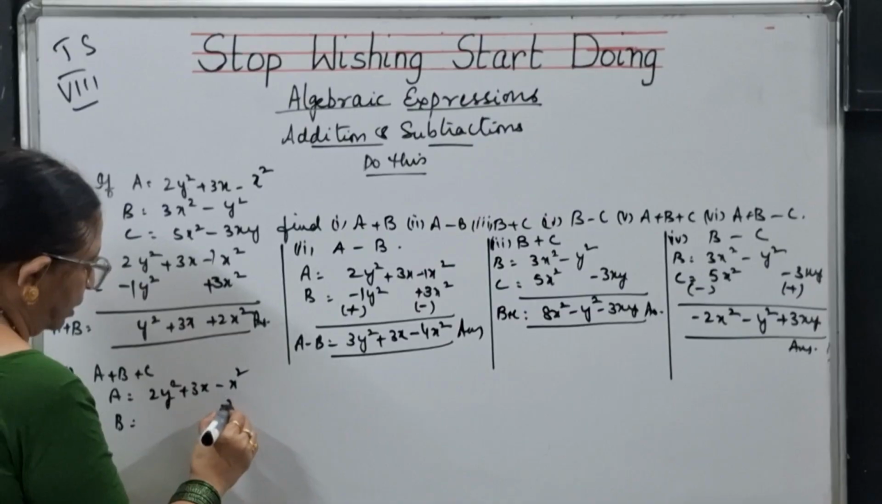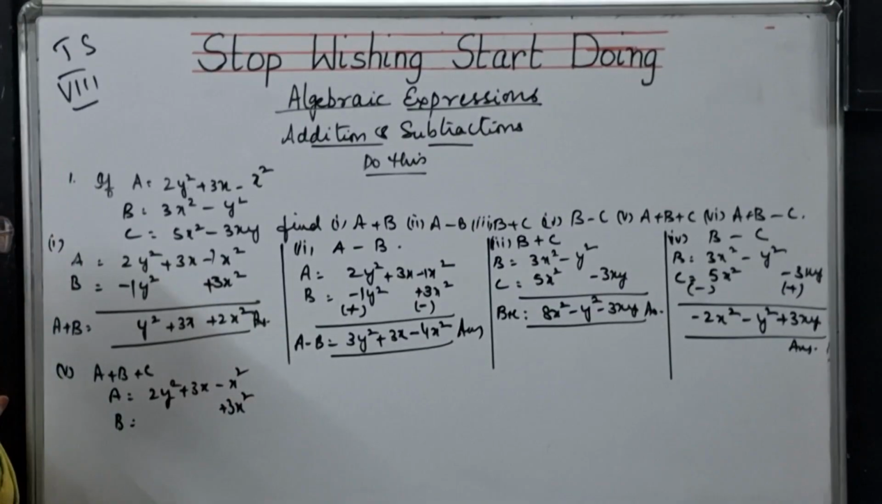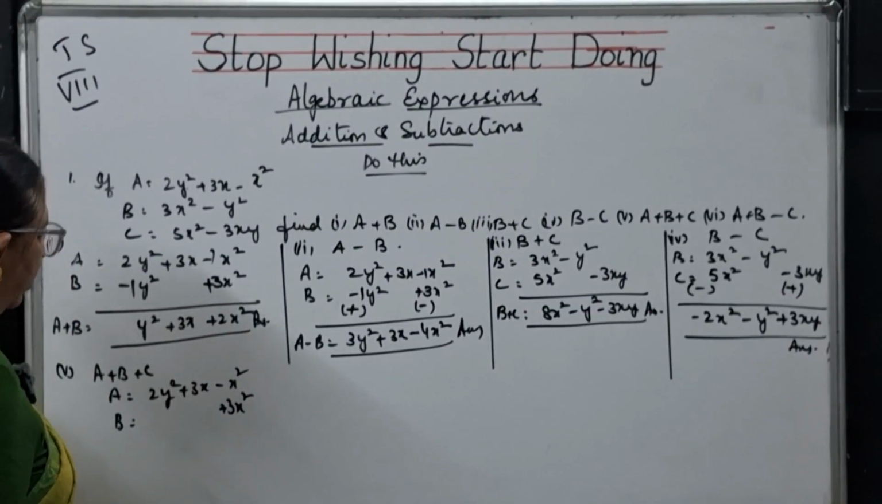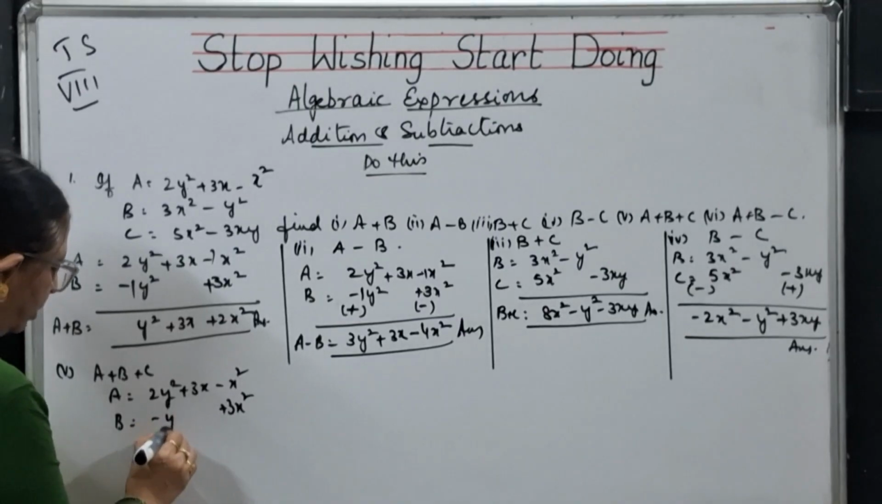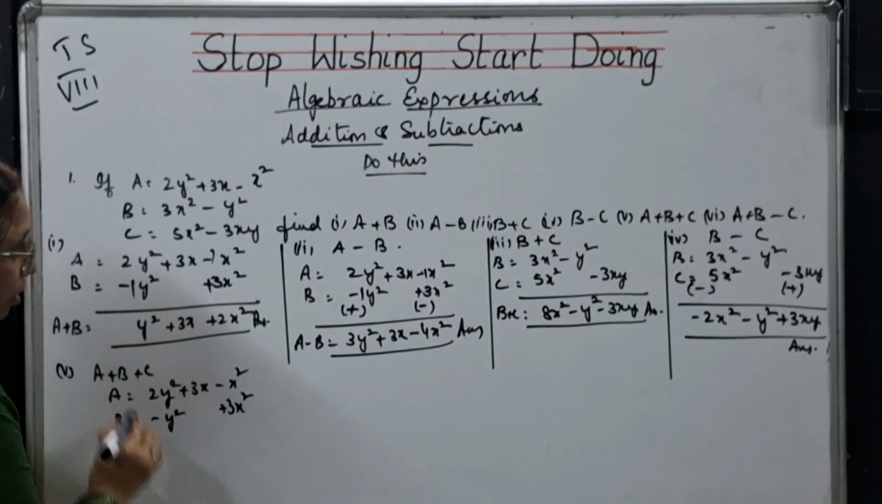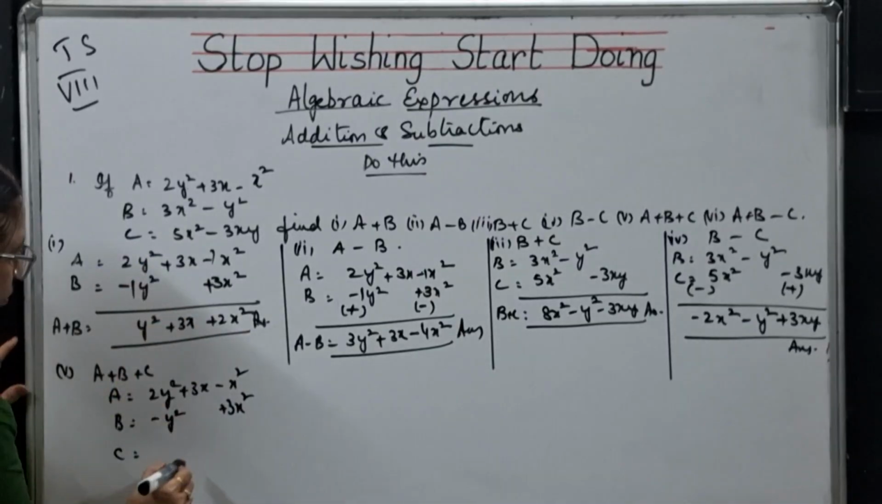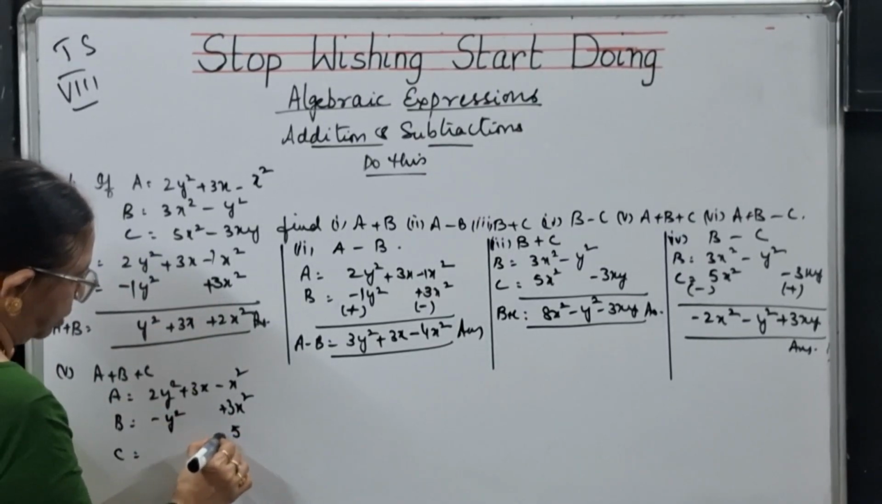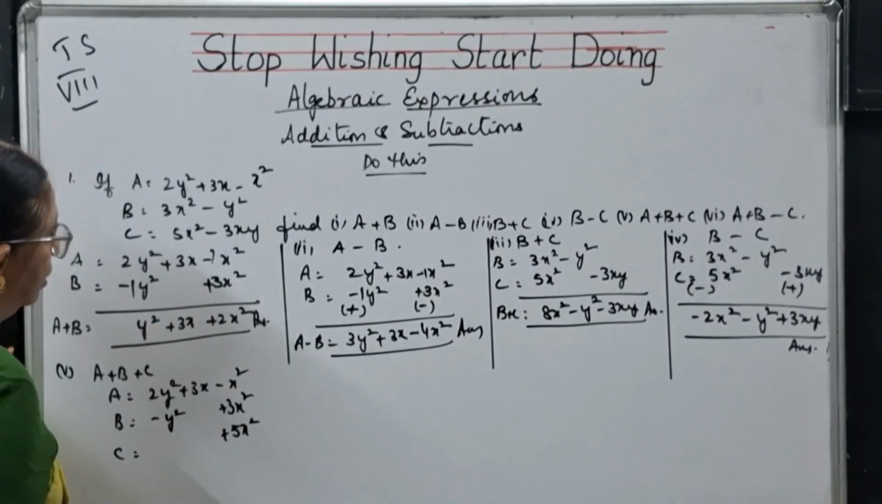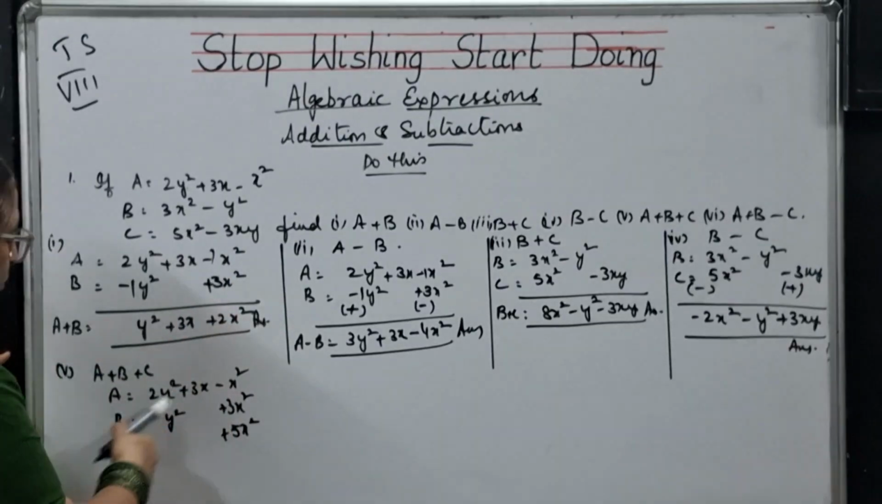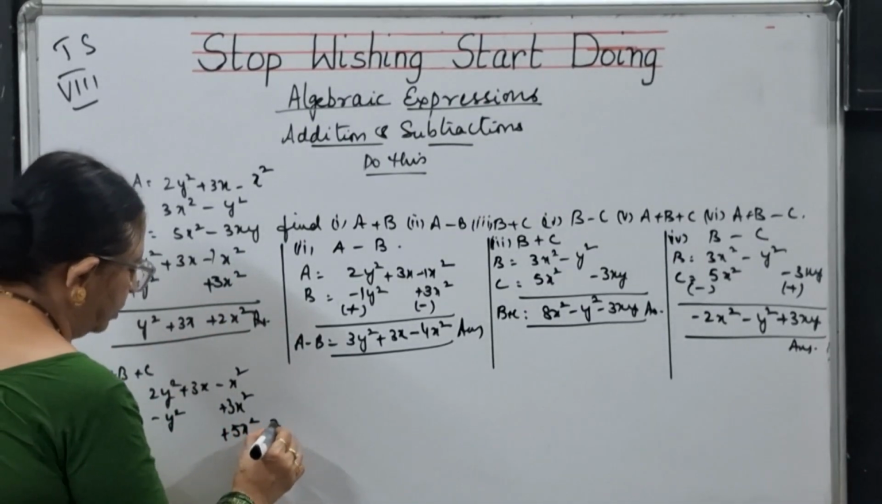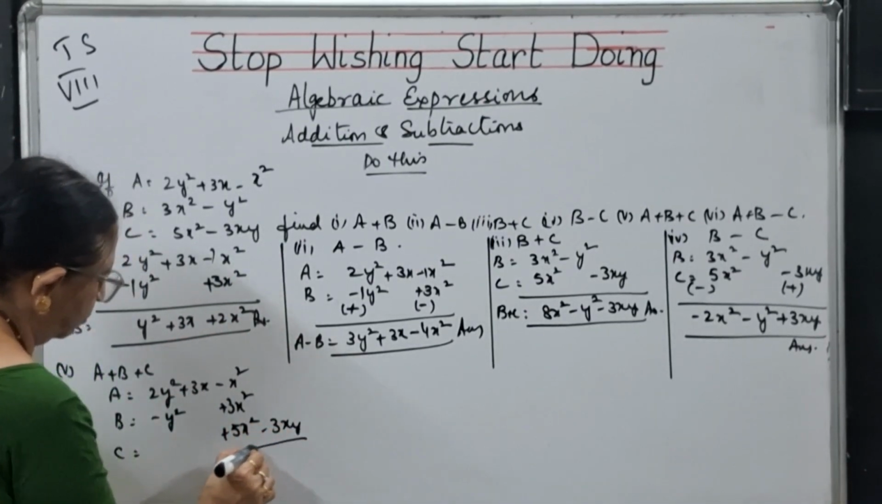So I should write here under this 3x square and minus y square, here minus y square. Next I have to go for the C. What is the C? 5x square. So underneath this, plus 5x square minus 3xy. There is no xy here, so minus 3xy in a new place.